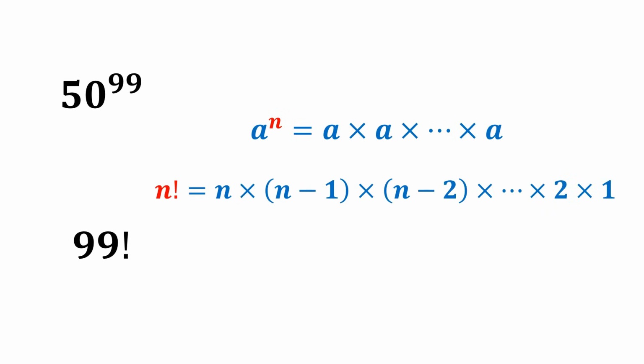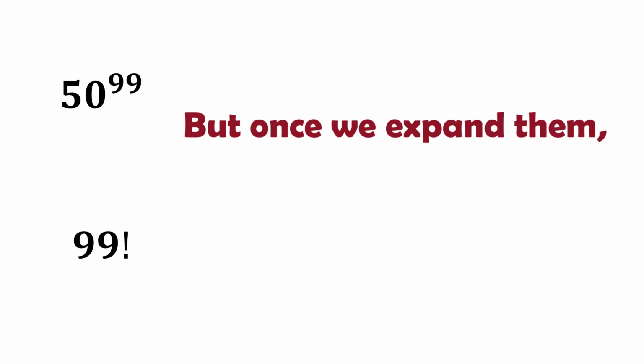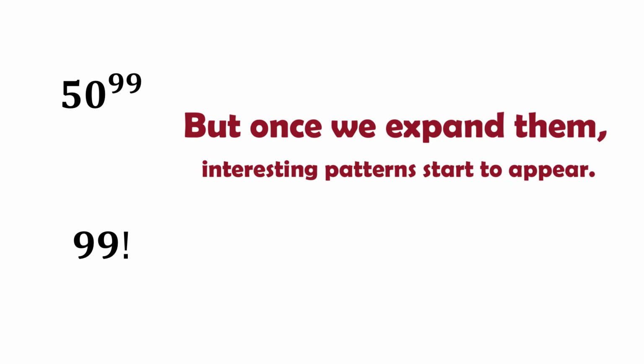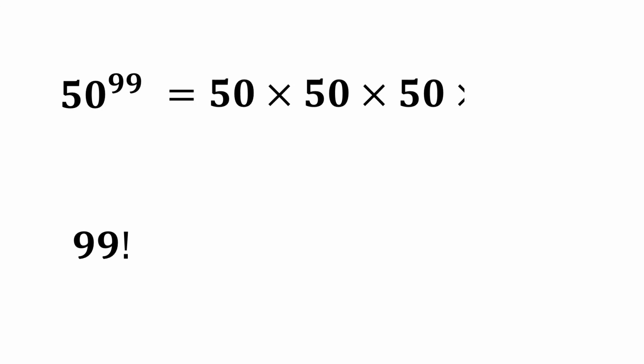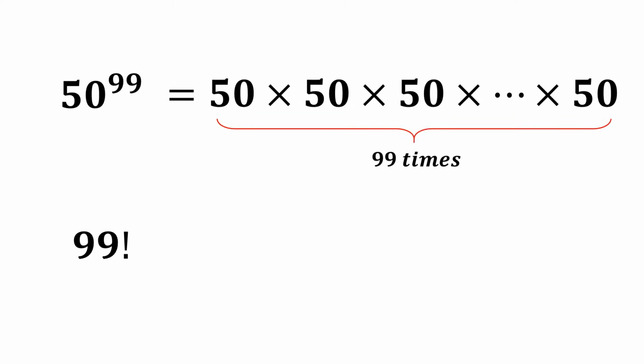In problems like this, the first thing we should do is expand the expressions. Because just by looking at them, it's really hard to tell which one is bigger. But once we expand them, interesting patterns start to appear. Let's start with 50 to the power of 99. This number means 50 multiplied by 50, multiplied by 50, and so on, until the number 50 is multiplied by itself a total of 99 times.